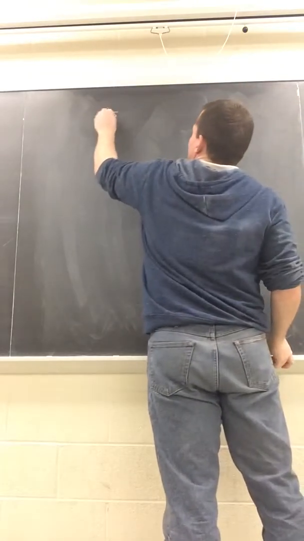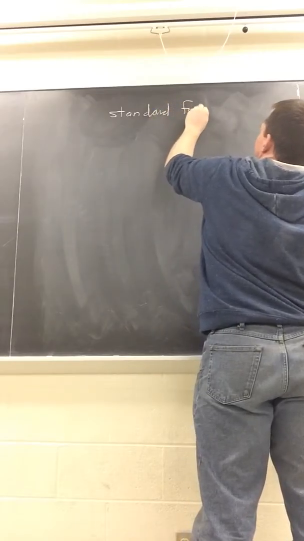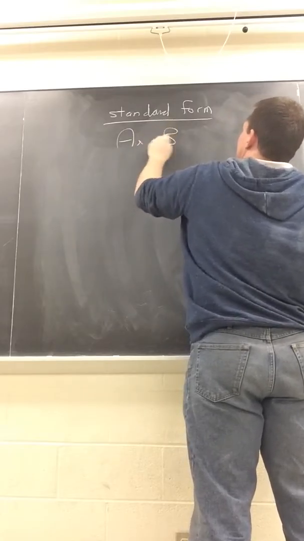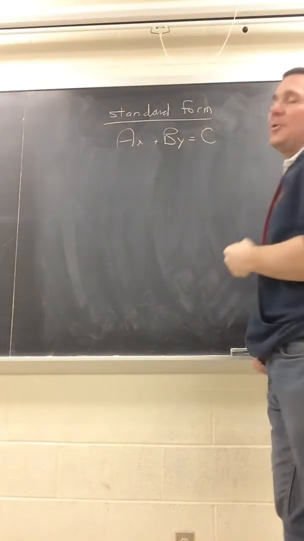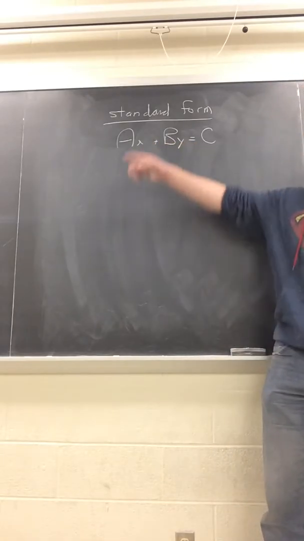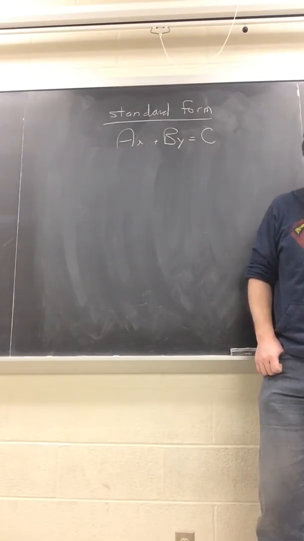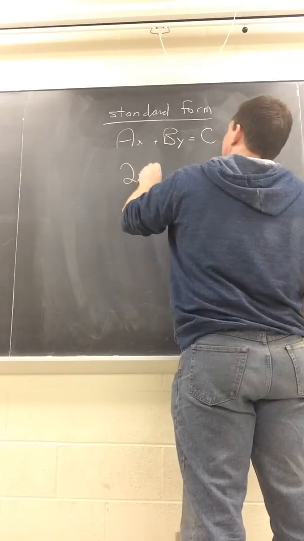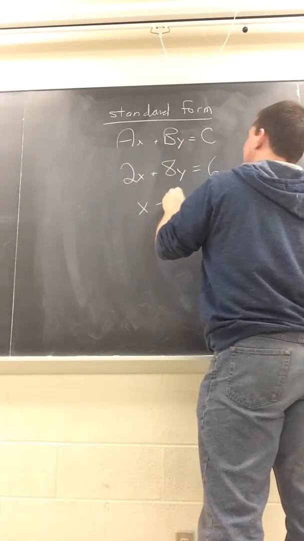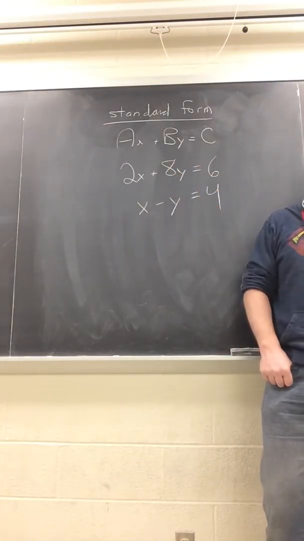The next one is called standard form. Standard form is ax plus by equals C, where A, B, and C are all integers, and we're going to make sure that our leading coefficient, our A, is also positive. So for the sake of argument, 2x plus 8y equals 6, or x minus y equals 4, anything like that, those are equations of lines in standard form.